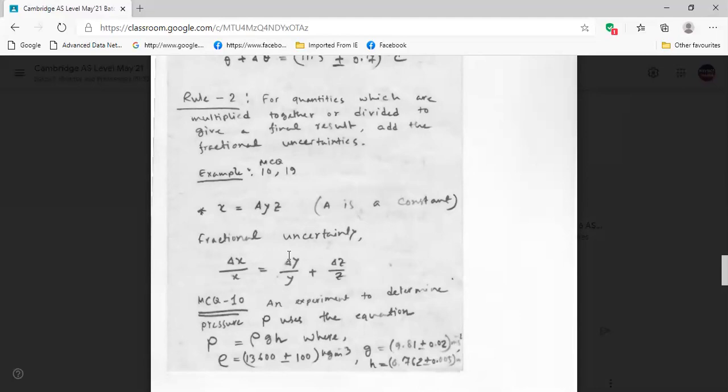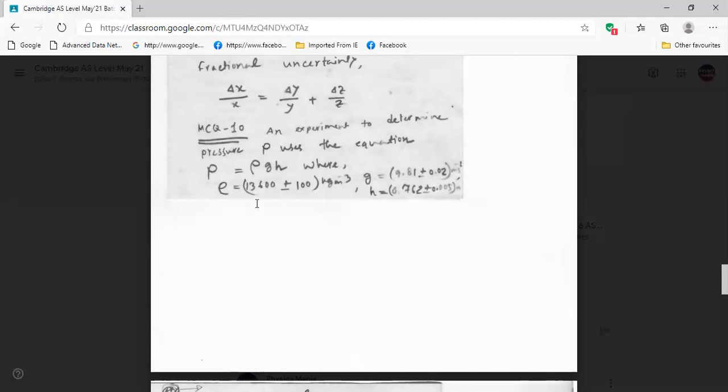Is it clear? The absolute uncertainty you are getting in y and in z, if you divide each by its measured value, then you get the fractional uncertainty in y and in z. After getting the fractional uncertainties in y and z separately, if you add them together, then you get the fractional uncertainty in x. It will be more clear if we do one example here. This one is available in your worksheet MCQ 10.